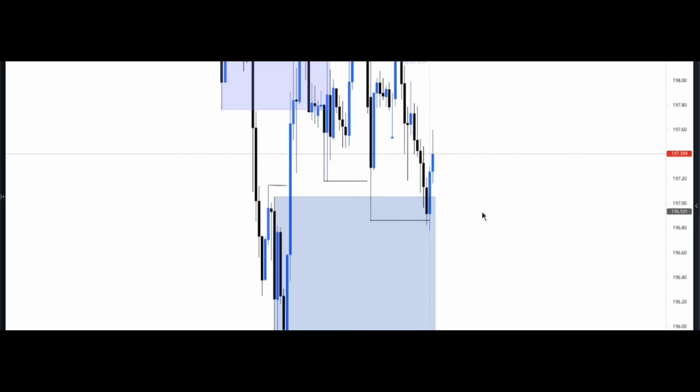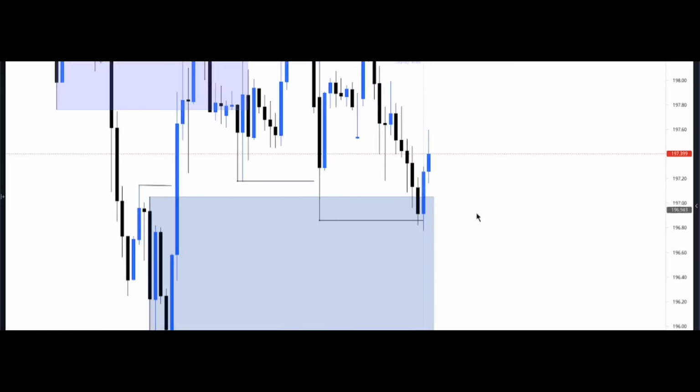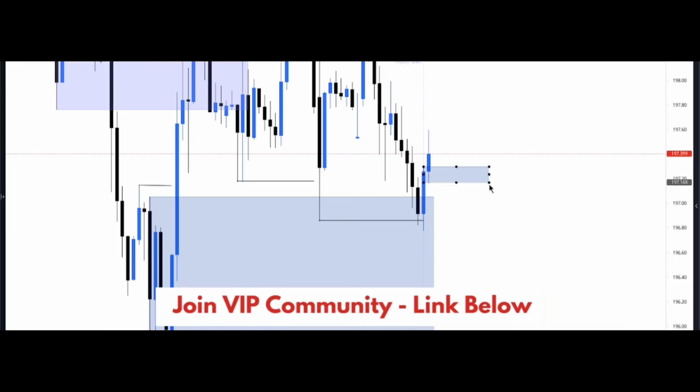Now, look at what is going on the 1H here, guys. Price took out this low with a candle wick, and this other candle took out the wick of this previous candle and then closed above it. Can you see that? So this becomes your TNCP in the market, guys. This one becomes your clear TNCP in the market.